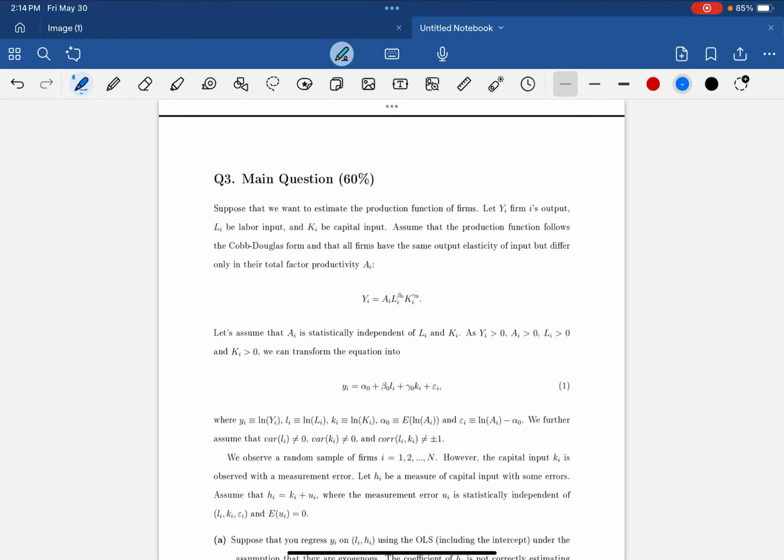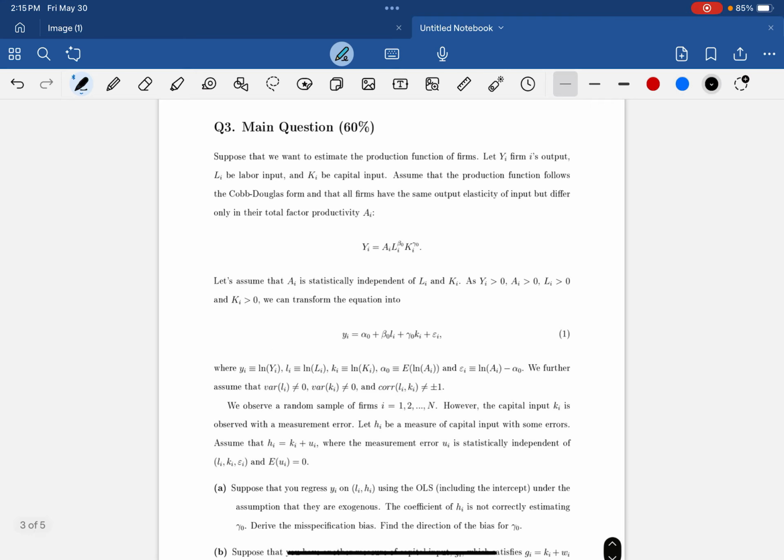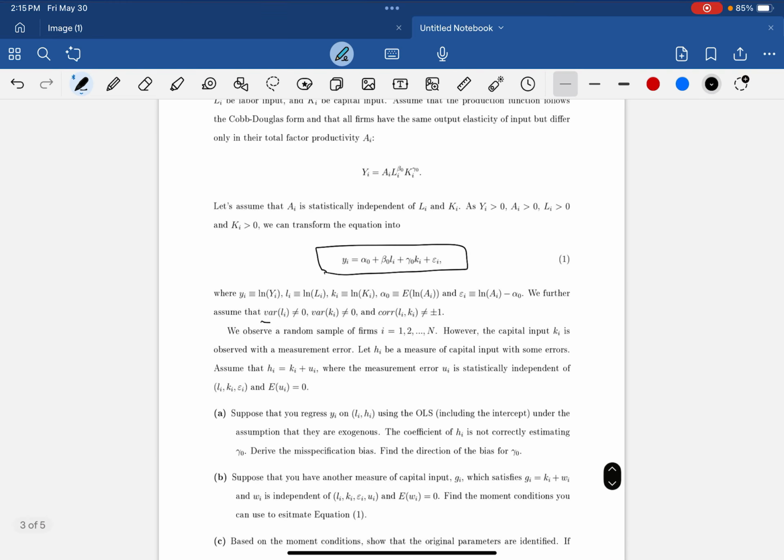Hi, now we are going to do final exam question 3. This is the main question, and it was in the homework. So I believe all of you have done well. There are many explanations, but it is basically just a regression and some nice assumptions.